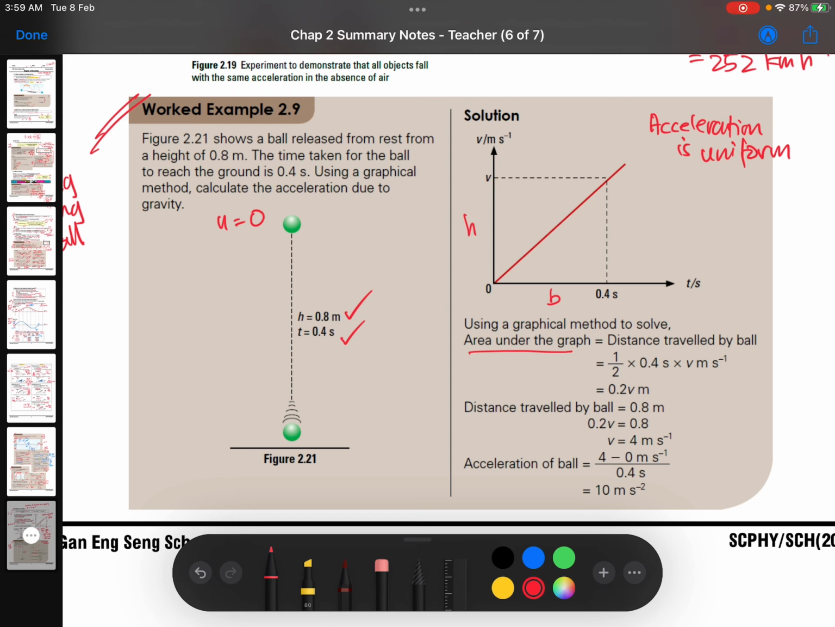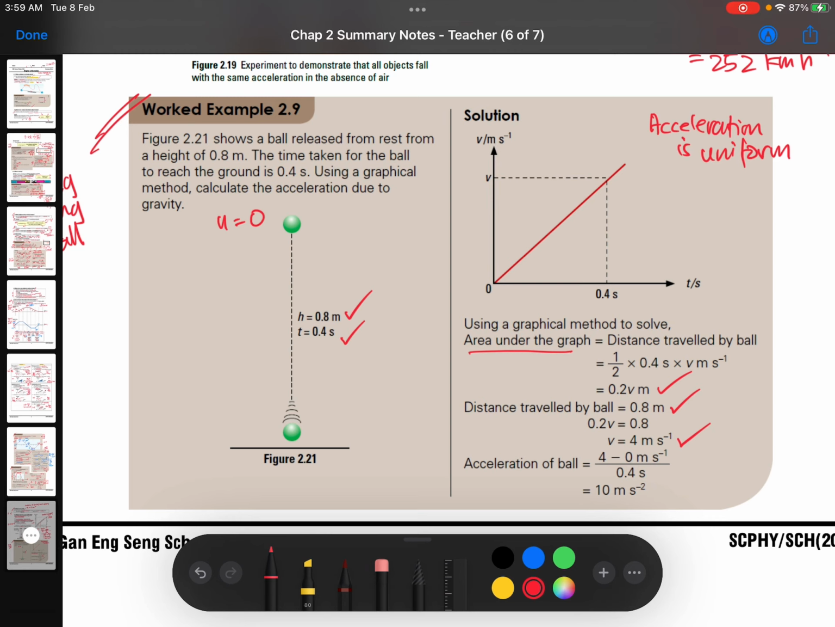So this height actually represents the velocity. So the distance traveled by the ball is half times 0.4 times v. I don't think I want to confuse you. So you have 0.4 divided by 2 is 0.2v meters. But as you know, the distance traveled by the ball is 0.8 meter. So when you substitute 0.8 into 0.2v, v will therefore be 4 meters per second.